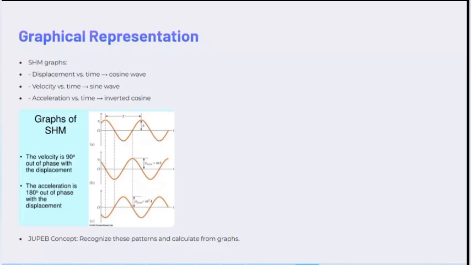Angular frequency is different from angular velocity. So I'm about to explain angular frequency. Angular frequency is a parameter that is related to simple harmonic motion, while angular velocity is a parameter that is related to circular motion.